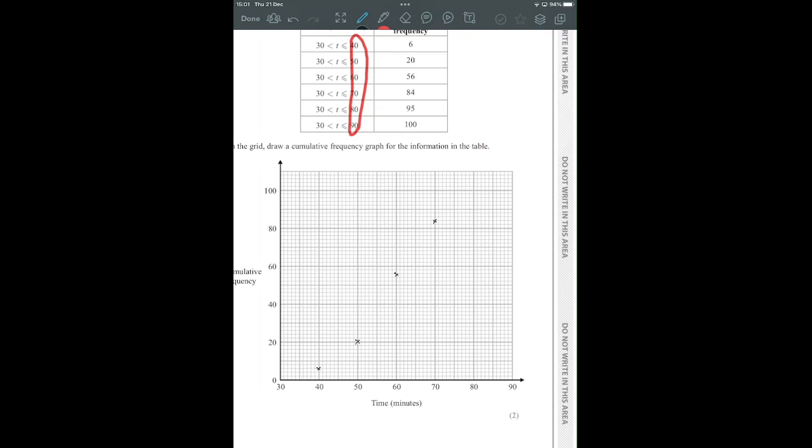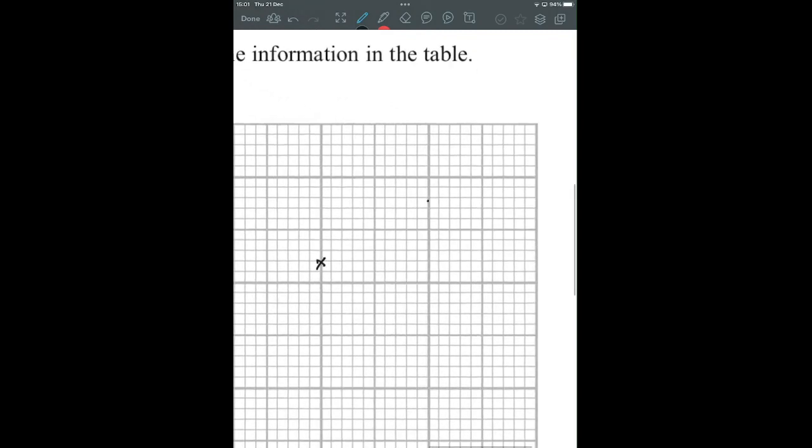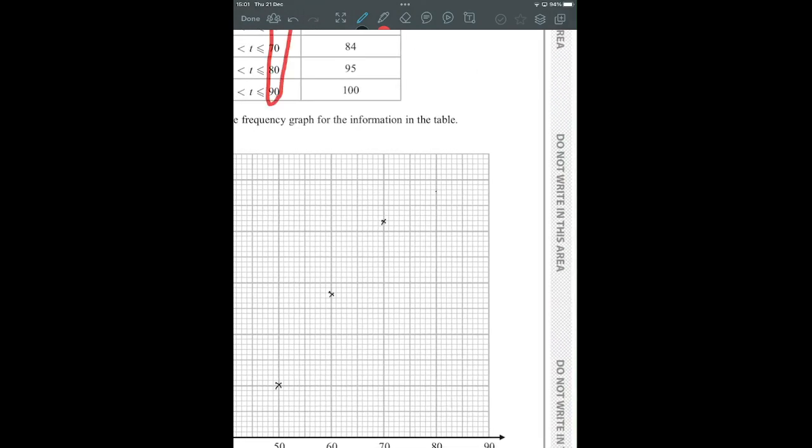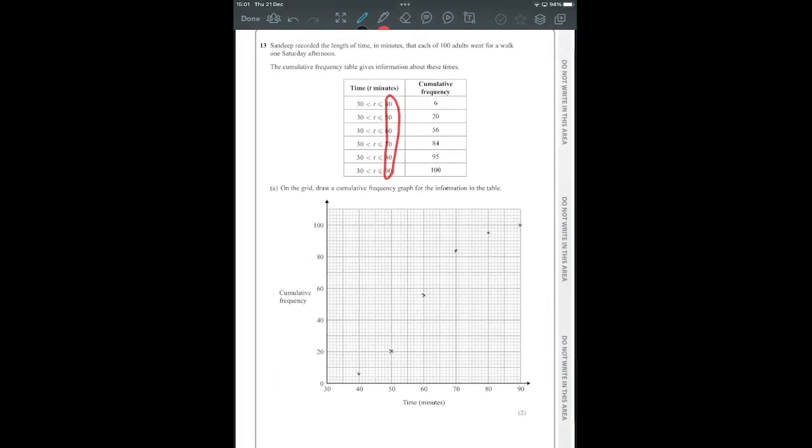Probably the first thing you should have spotted: 95 is our first odd number. Let's just check I'm in the right place. Yep, at 80, I'm going to 95, which is perfectly between the 90 and the 100. And then finally at 90, I'm plotting up at 100.